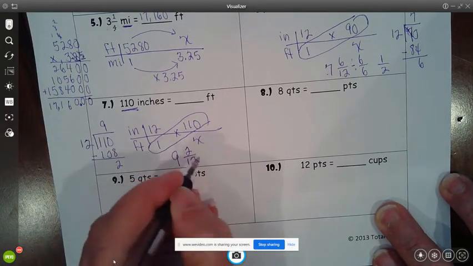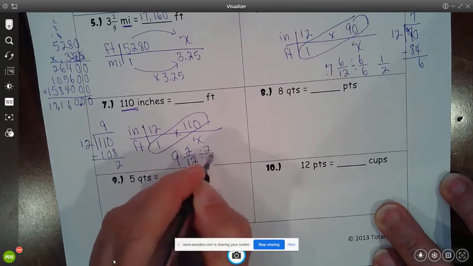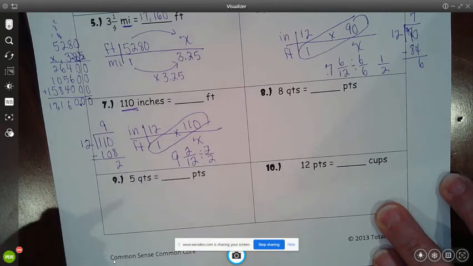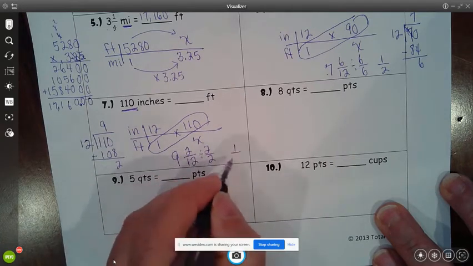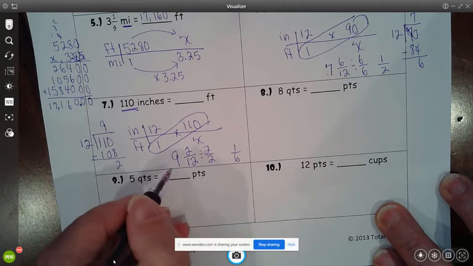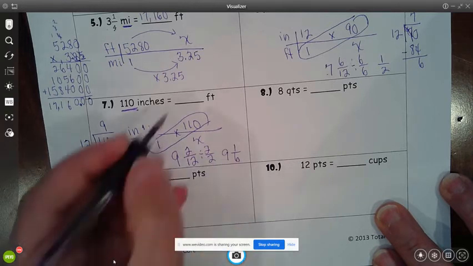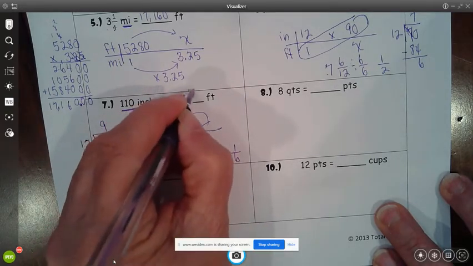I need to simplify it by dividing by 2's. So 2 divided by 2 is 1. 12 divided by 2 is 6. Put the whole number back, and I get 9 and 1/6 feet.